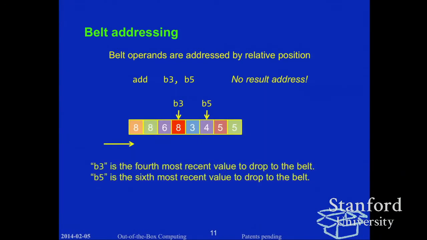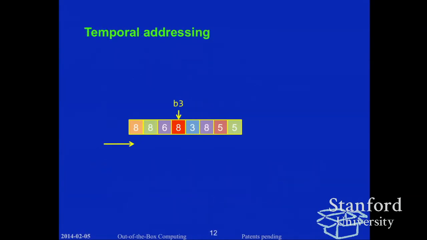If you think about it, you realize that B3 is the 4th most recent value to have dropped to the belt. And B5 is the 6th most recent value to have dropped to the belt. So this is temporal addressing. It is not spatial addressing. You're not saying put something in R6 and it stays in R6. This says pick up the value indicated by the temporal order in which it got originally placed upon the belt.